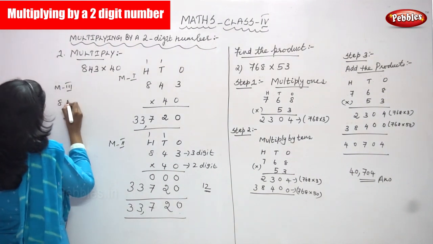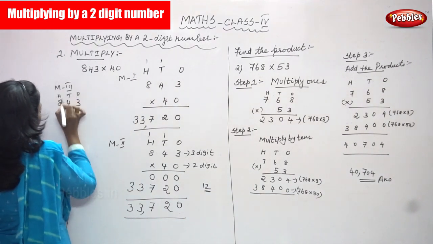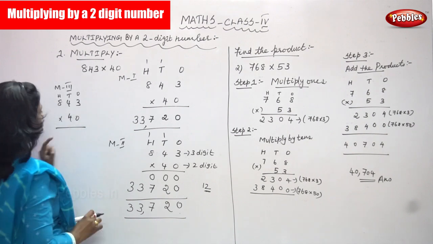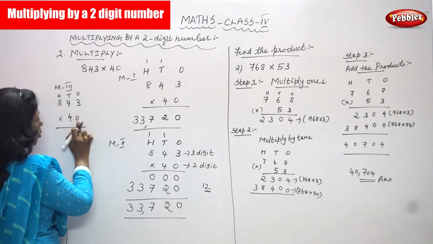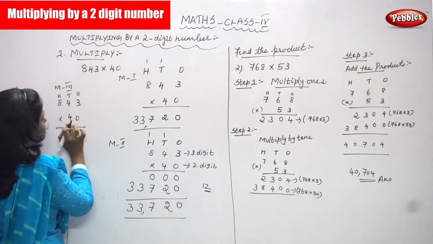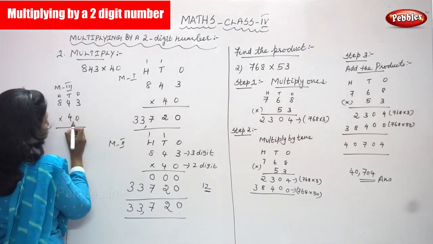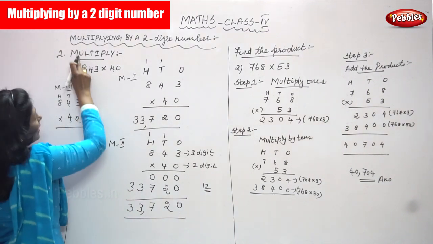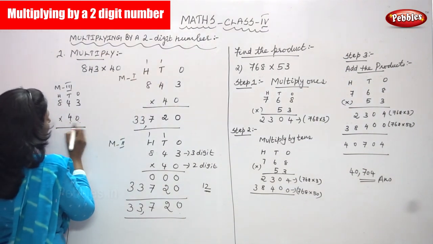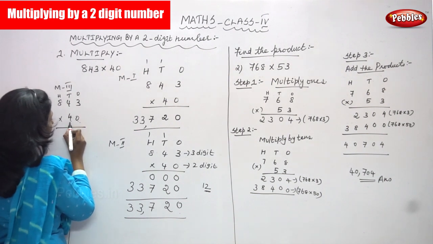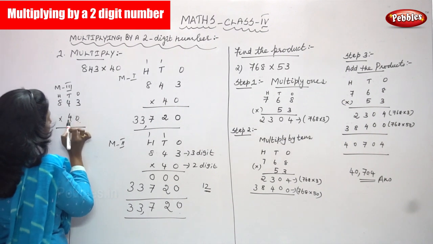843 is multiplied by ones, tens, 100, and here we multiply by 40. What I am going to do is, you should not consider the 0. First you have to multiply only the numbers. This is the ones place, this is the tens place. There are 2 digits, so the heading is multiplying by a 2-digit number. I'm just going to multiply by the tens digit value, that is 4. So I'm going to multiply 843 by 4.